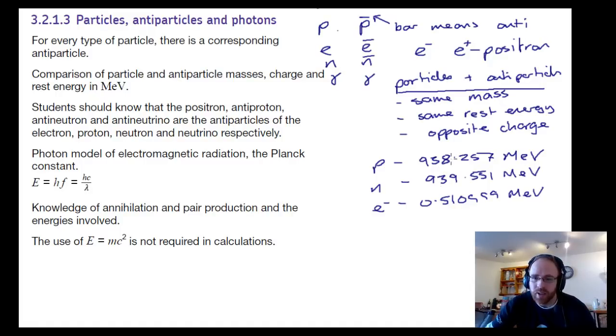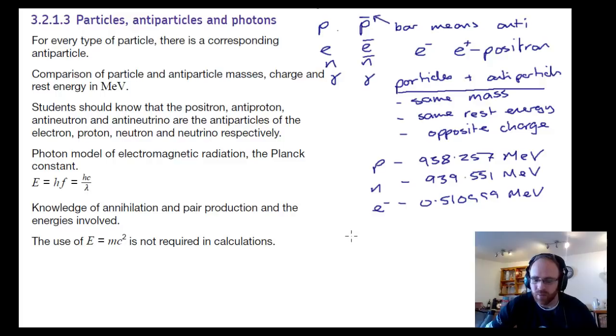So we see that neutrons are slightly heavier than protons. Neutrons have slightly more rest energy, and electrons are about 2,000 times less massive. Which means that the rest energies of antiprotons, anti-electrons, and antineutrons are the same as these. Not negative. We don't have negative mass, and we don't have negative energy, so they are the same.